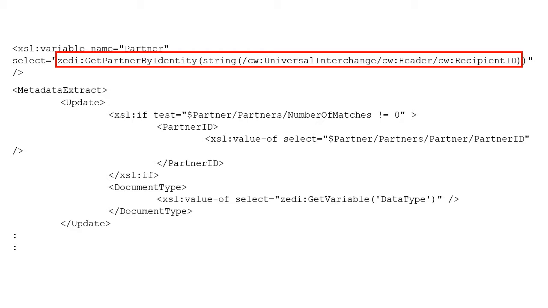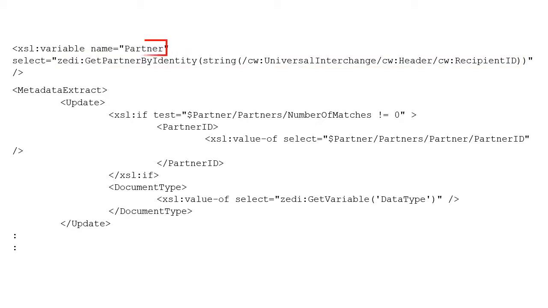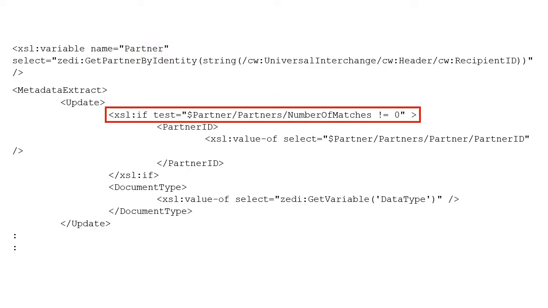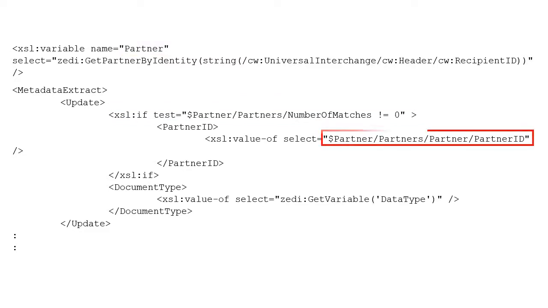The recipient ID from CargoWise is passed to the getPartnerByIdentity function, and the XML it returns is stored in the variable $partner. The update section is coded to only output the partner ID if at least one match was found, and then the partner ID tag is populated using this expression.